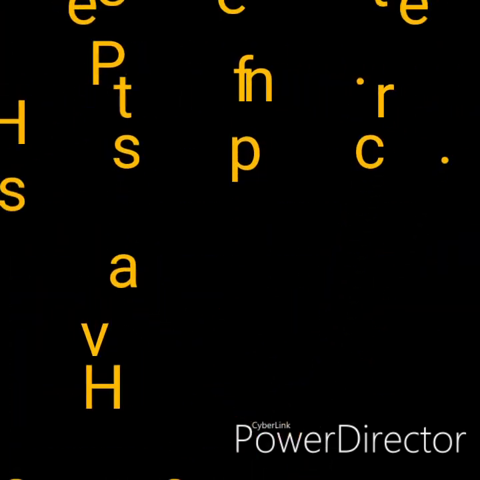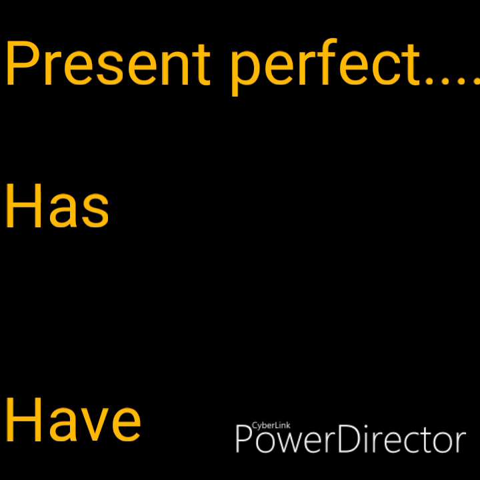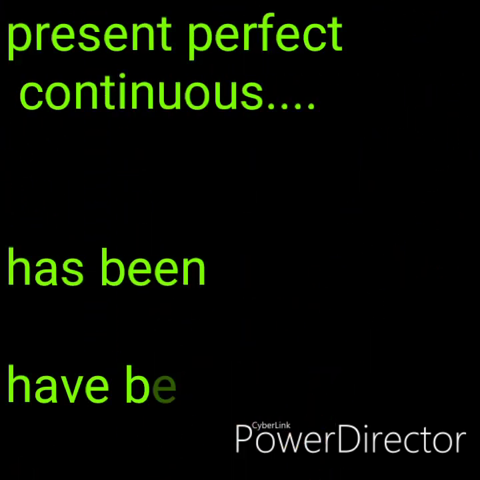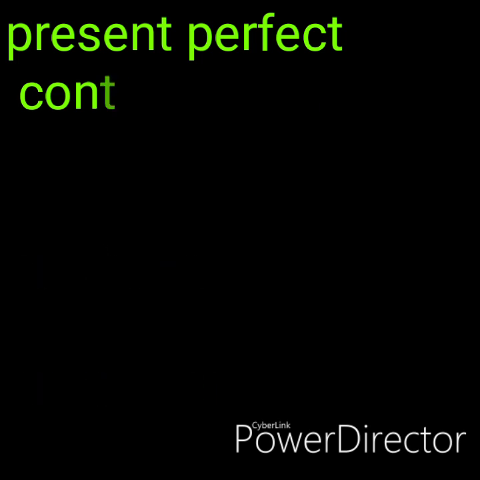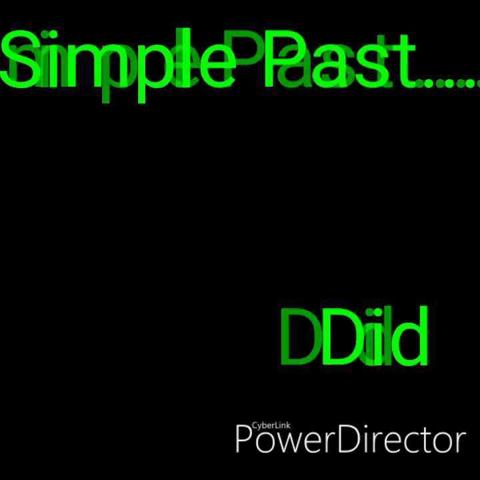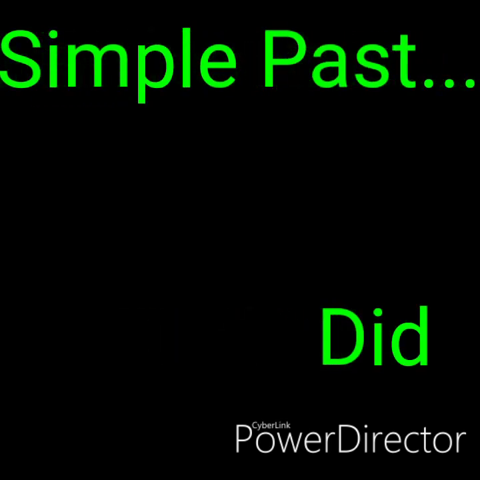The helping verbs of present perfect tense are has and have. The helping verbs of present perfect continuous tense are has been and have been. In simple past tense we use did helping verb. Helping verbs of past continuous tense are was and were.